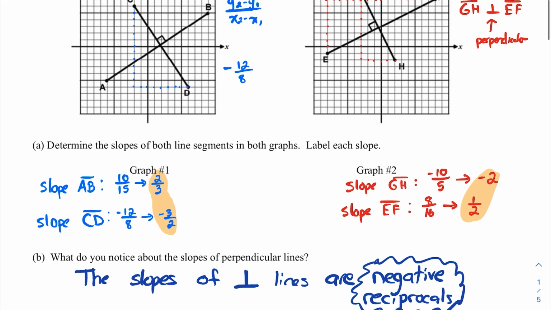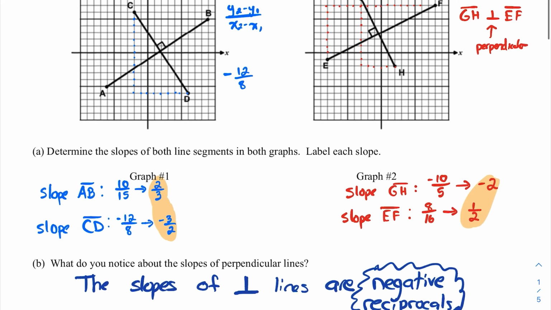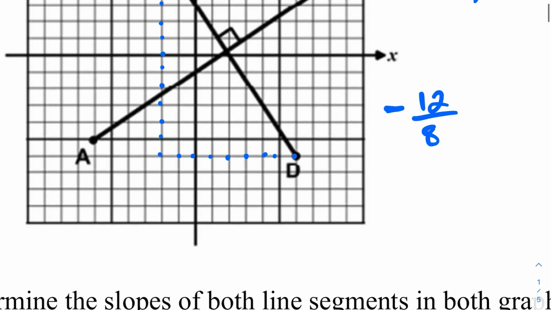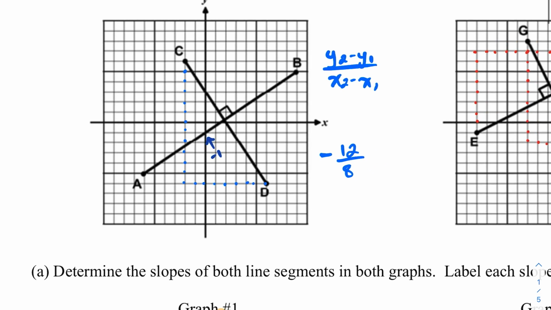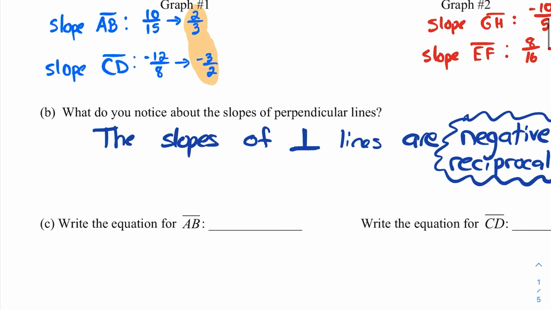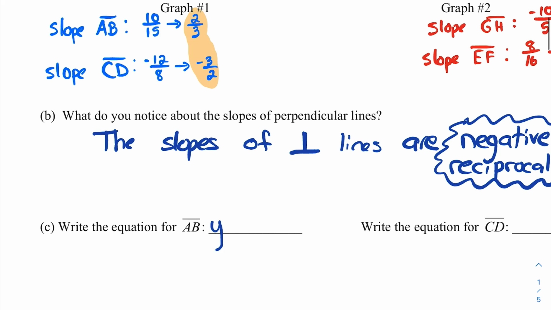Okay. Next part says, write the equation for AB. I'm going to write it in slope-intercept form. It looks like the intercept here is -1, and we have the slope already. So I'm going to say for AB, it's y equals 2/3 x minus 1.